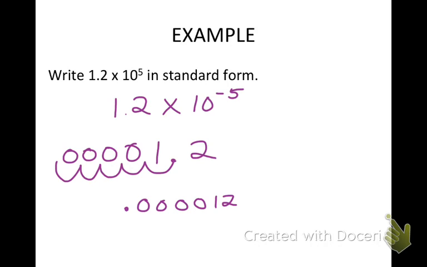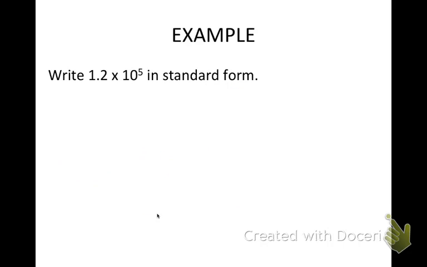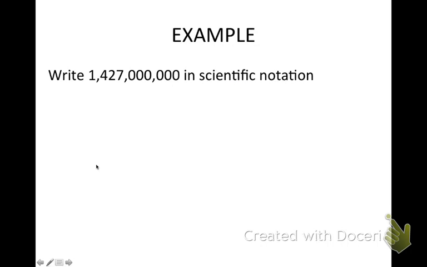So, given scientific notation, can you take it to standard form? Yeah. Can you do the reverse? Given the standard form, write it in scientific notation. If I give you the number 1,427,000,000, what would that be in scientific notation?